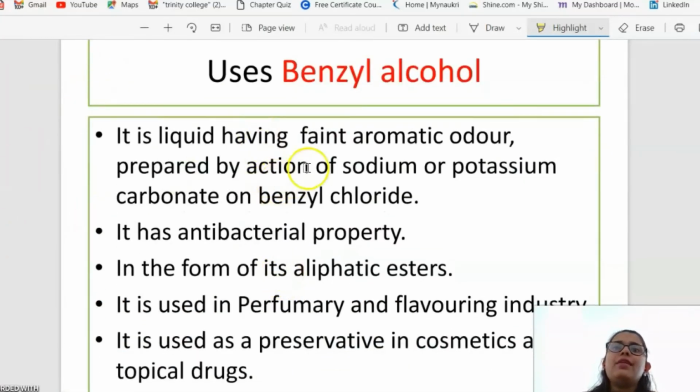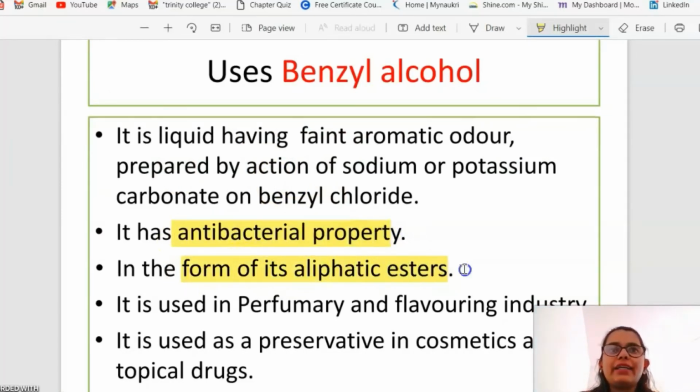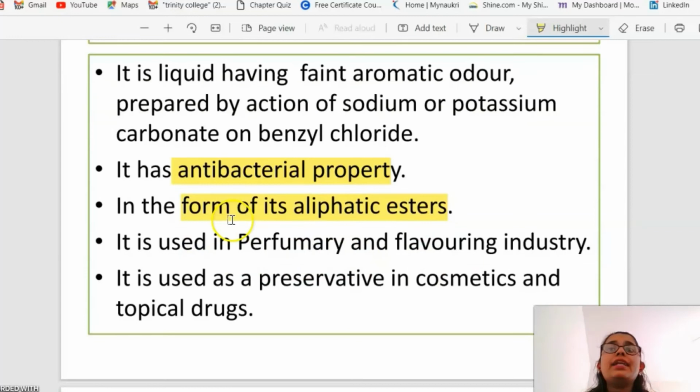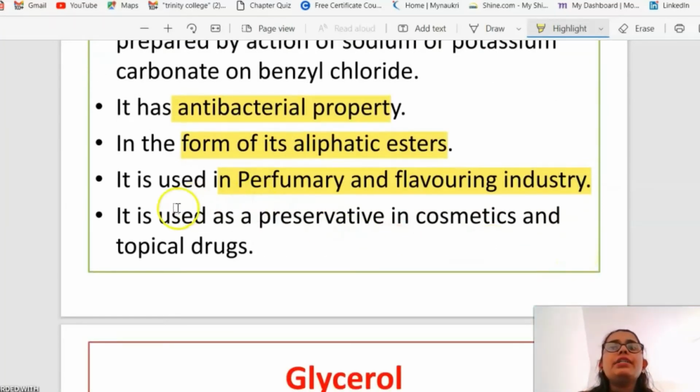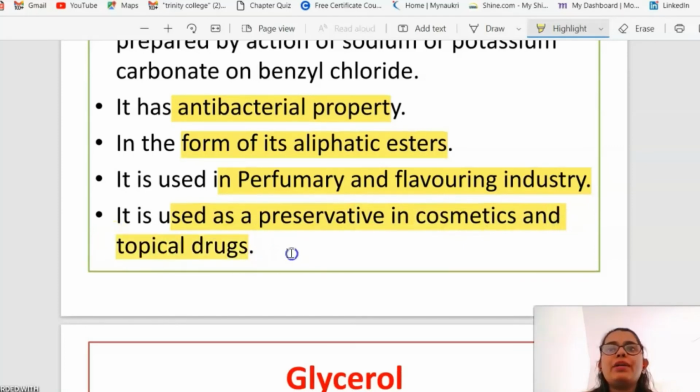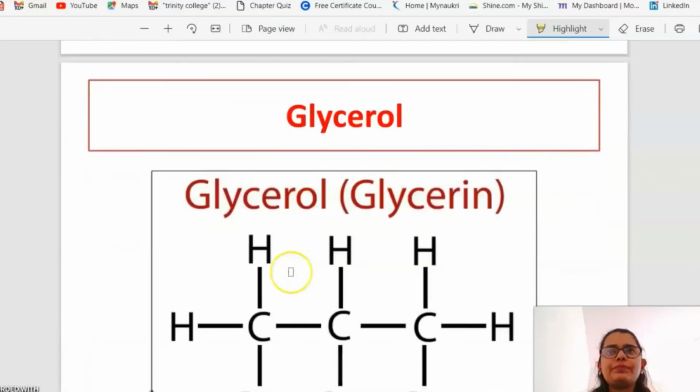Mostly, from an exam point of view, remember this. It has antibacterial property in the form of its aliphatic esters. Benzyl alcohol is mostly in the form of its aliphatic ester. Benzyl alcohol is also used in the perfumery and flavoring industry. Whatever perfume you are using, you can check the labels on it and you will find it. Benzyl alcohol is also present in flavors. It is also used as a preservative in cosmetics and topical drugs.